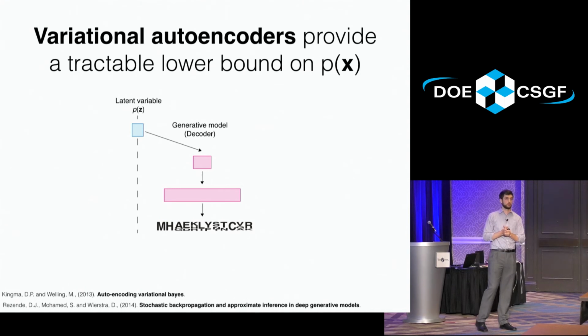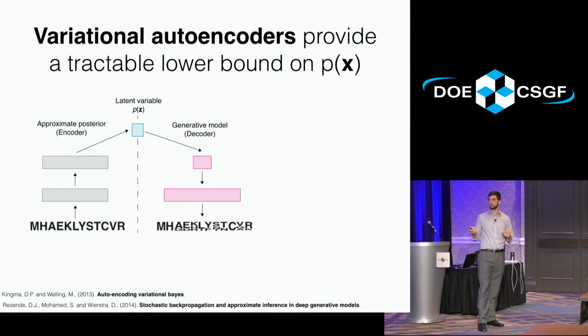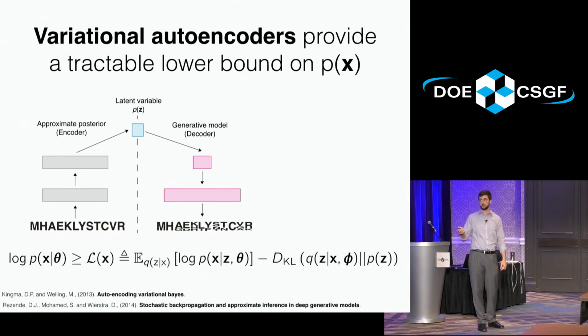But some tricks that were developed pretty recently with the variational autoencoder are able to solve this problem. So you have an approximate posterior, which is also powered by a neural network. Given a sequence, it generates the latent variable. That latent variable is then transformed back into a distribution around the sequence.